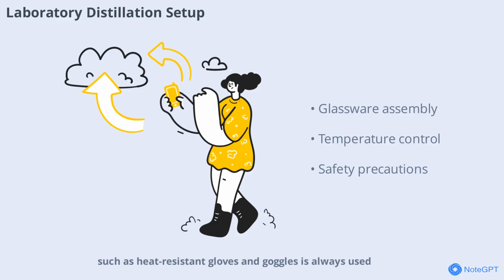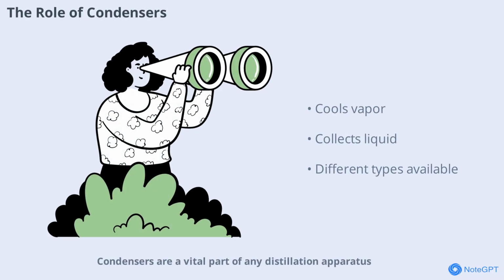Safety equipment, such as heat-resistant gloves and goggles, is always used. This attention to detail ensures that the process is both effective and safe for chemists. Condensers are a vital part of any distillation apparatus. They cool the vapor back into a liquid, allowing it to be collected in a separate container.